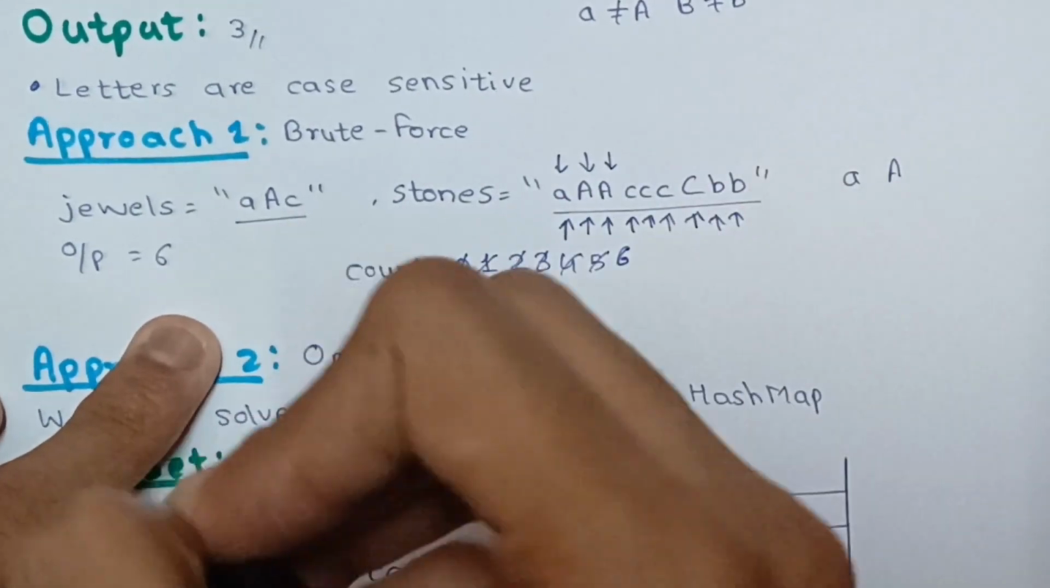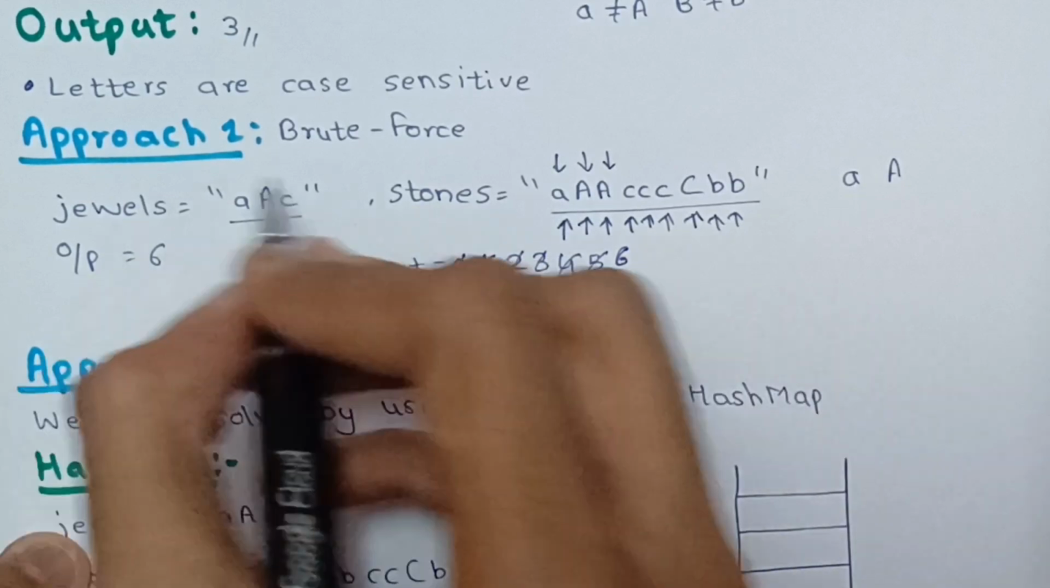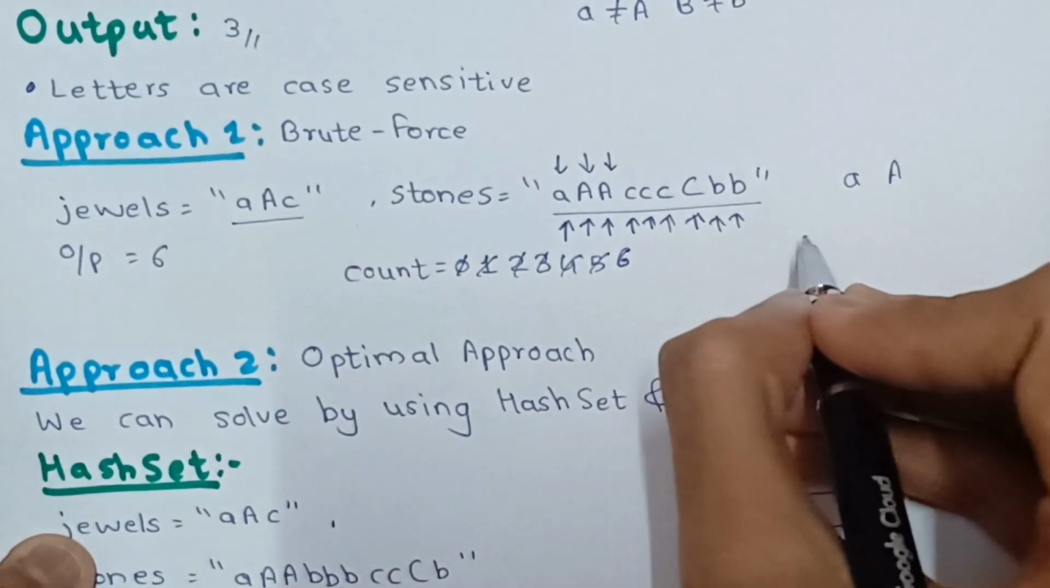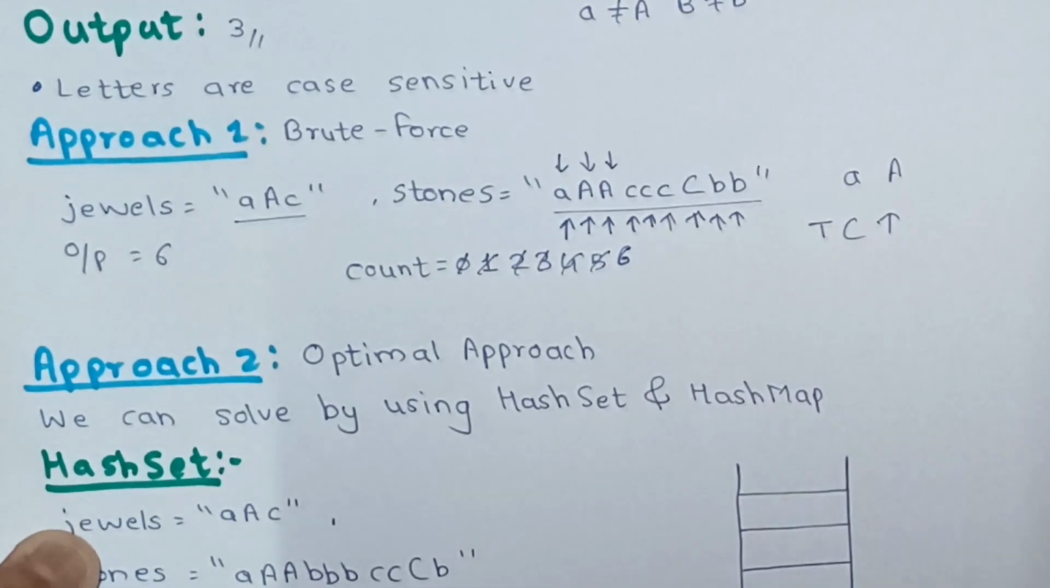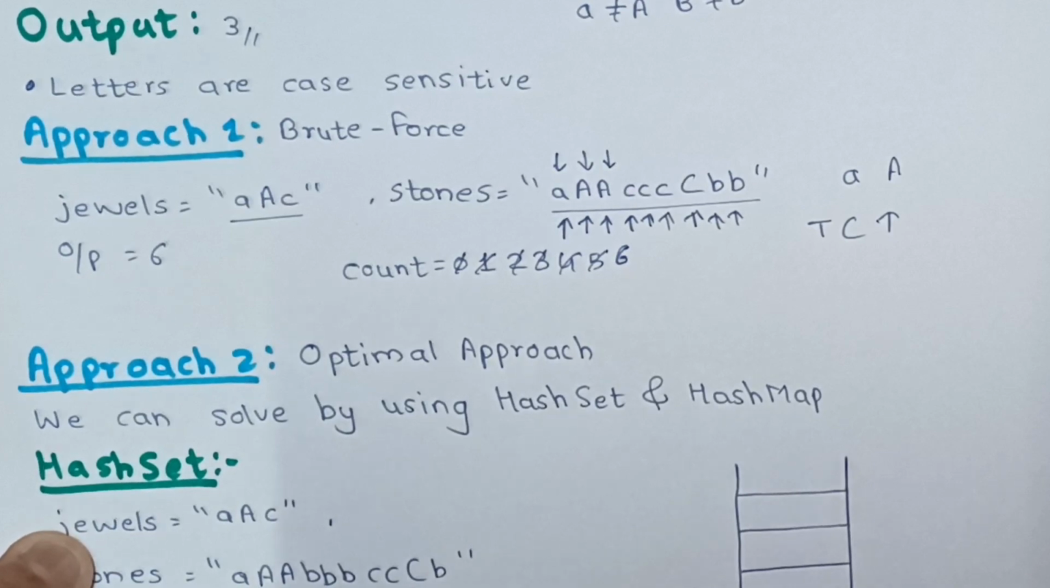This is creating more complexity. It is creating repeated iterations over the jewels string. So this is not an optimal approach. It will consume more time and its time complexity will be high. So this is not an optimal approach. We will move to the optimal approach.